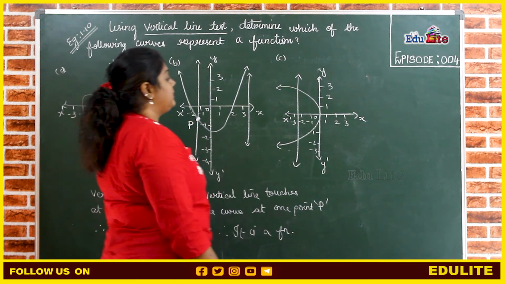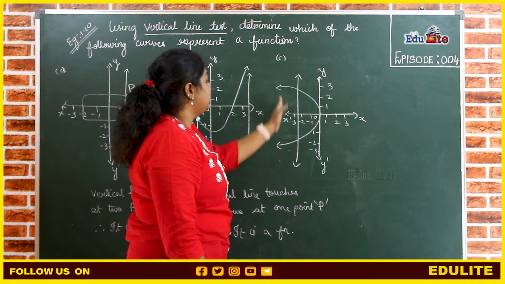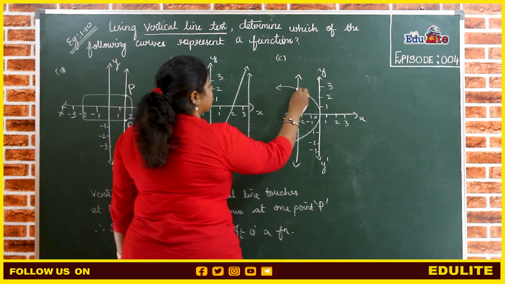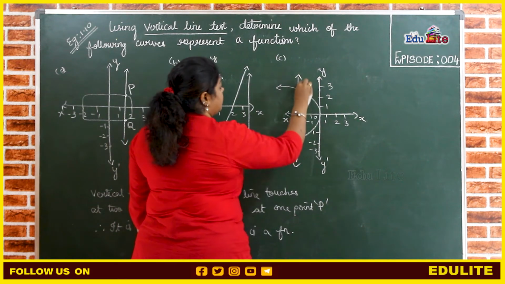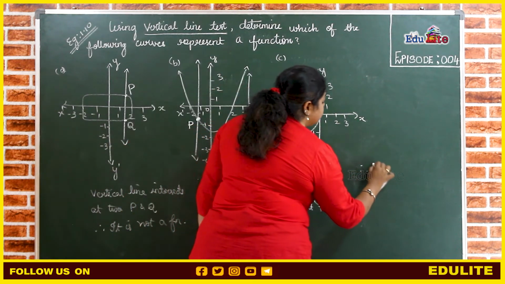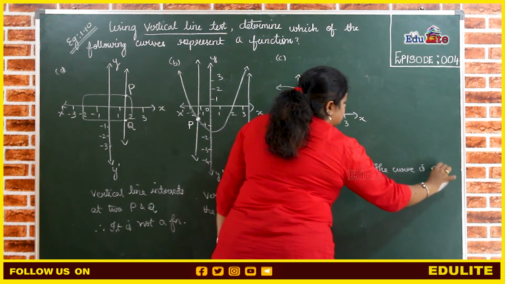We will move on to the third subdivision. Similarly, for this subdivision also, this is the given vertical line and this is the curve given. The vertical line touches the curve at 2 points, P and Q. Therefore, this curve doesn't represent a function.